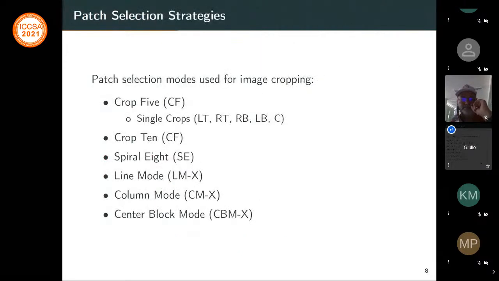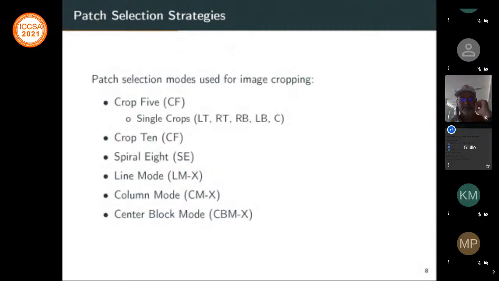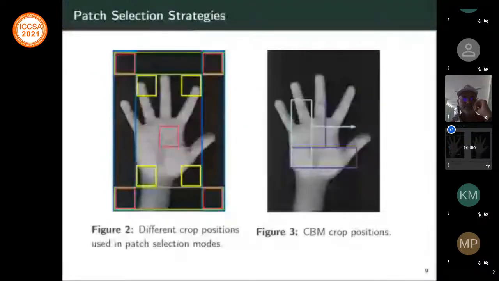Yeah. So we use several patch selection strategies. The first one is crop 5. It's here in red. That means the 4 patches at the corners and the center patch. And we also used only single crops. That means one of the 5 crops from crop 5. Then crop 10, it's basically the same as crop 5, but also with horizontally flipped patches. And spiral 8, that's once again the corner patches and the yellow patches.